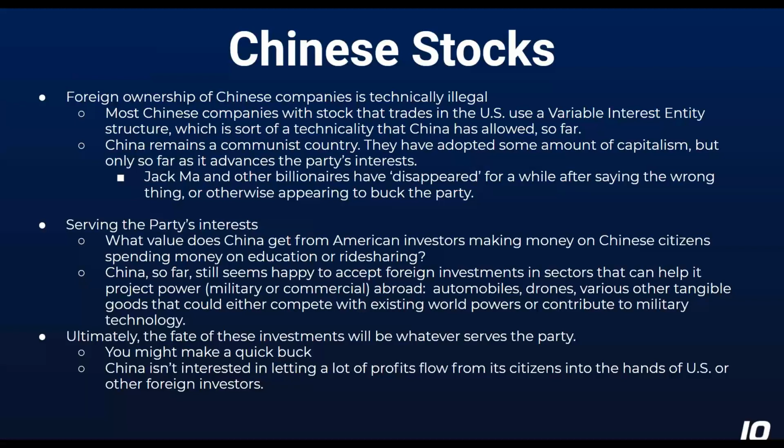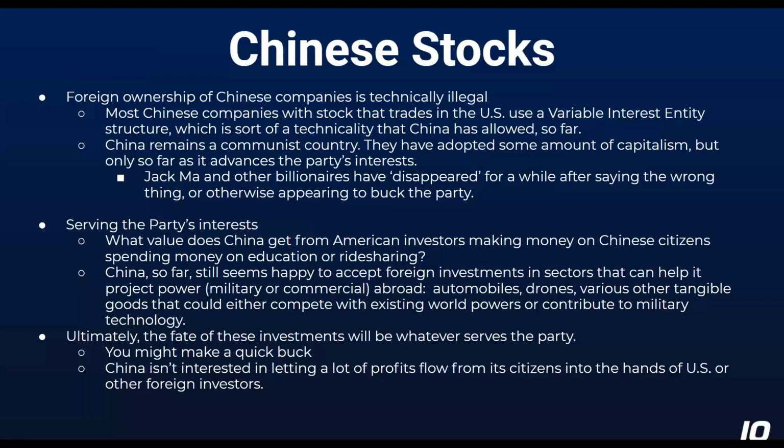And so what does serving the party's interests mean? Essentially, what value does China get from American investors making money on Chinese citizens spending money on education and ride sharing, which are the two sectors that have really been smacked, in terms of Didi and then all the Chinese education stocks, like TAL Education, the ticker EDU? There's a bunch of others, right? So does that advance China's interests at all? Really, I don't understand how it does.